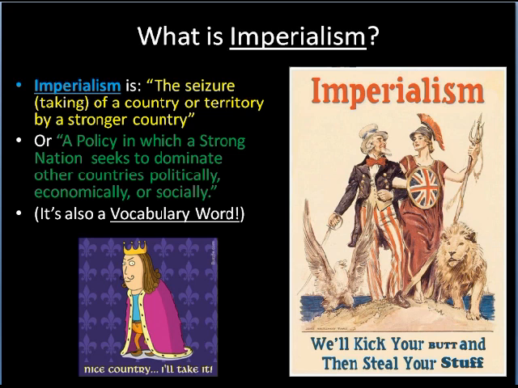I really enjoyed this poster, actually. It has been sanitized a bit for the use in this lecture, but imperialism, you see here, Uncle Sam and Britannia, I forget how her name is pronounced, actually leading imperialism. This is their personifications of the United States and Britain. And it says, "We'll kick your butt and then steal your stuff." That's pretty much what countries do when they take over other nations. You also see the king there, of course. He is very interested in the nice country that he'll take. So that's imperialism. It's taking over of a country by a country. If that makes sense.